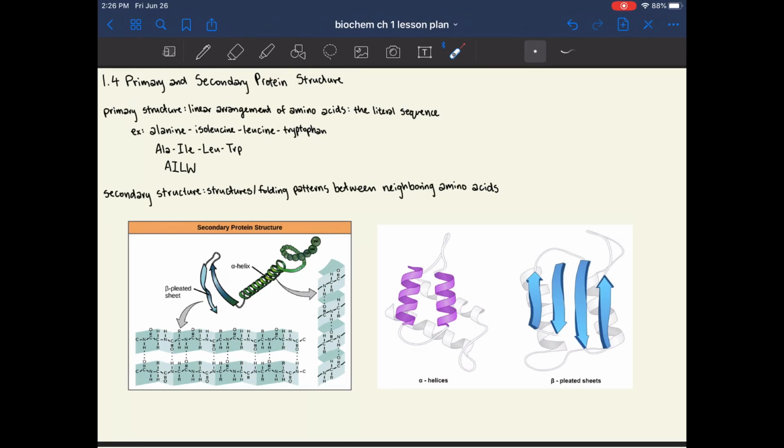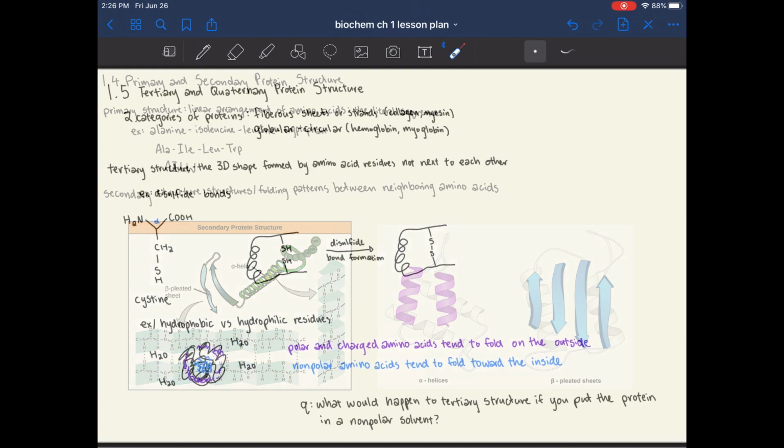And so these are two ways that you can see alpha helices and beta pleated sheets depicted. They can be depicted like this or like this. Both of these are pretty common.